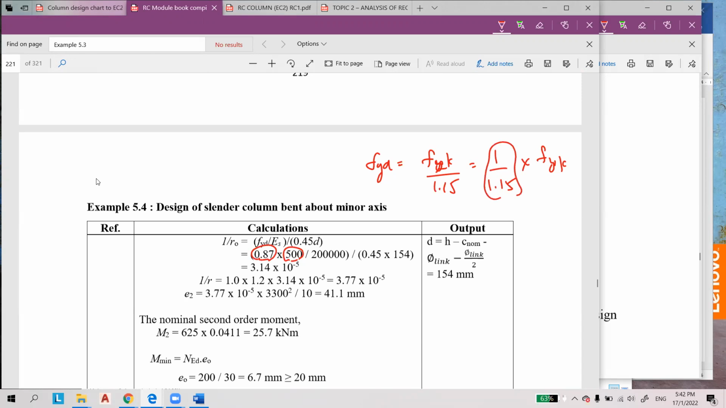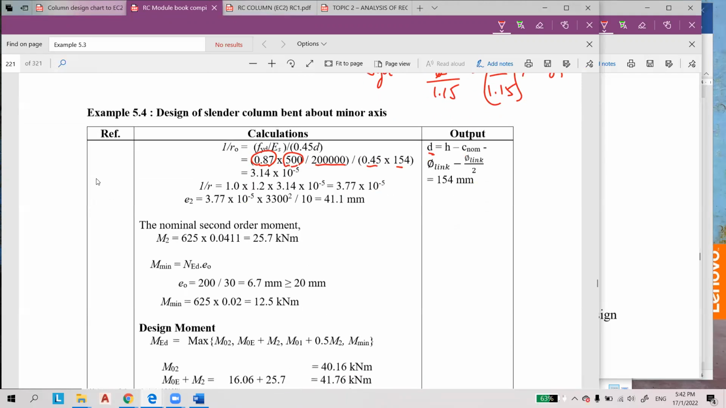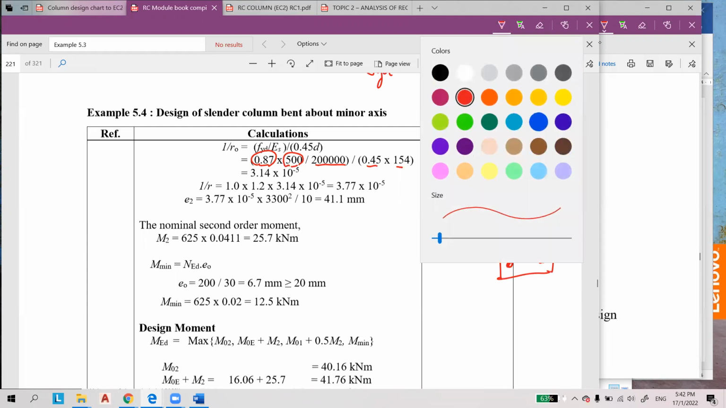Over ES, the elasticity of steel, and then 0.45 times D. And this is the value of D. D is equal to H minus C nominal minus this one. The first one, as I mentioned before, is the value of D2, right? But now we have to check the value of D.